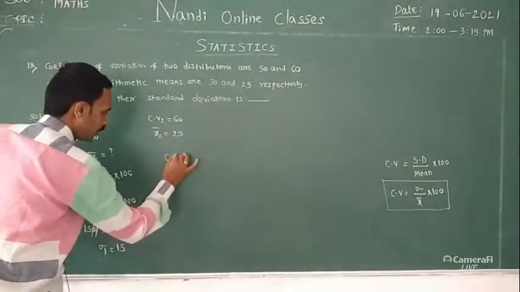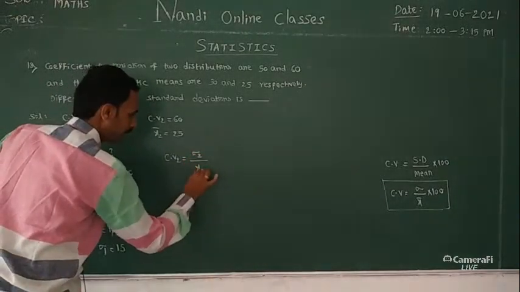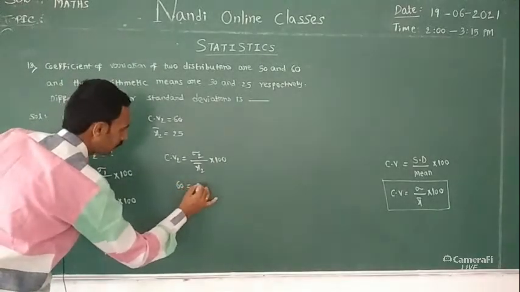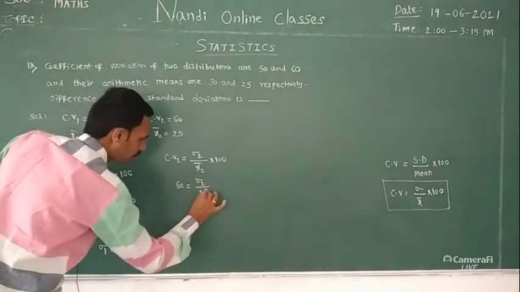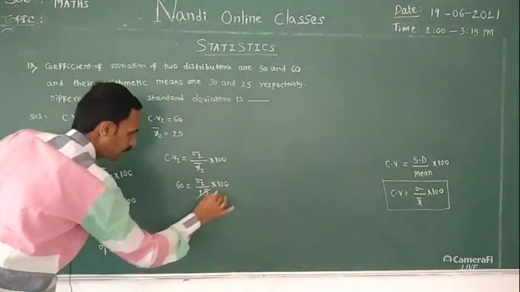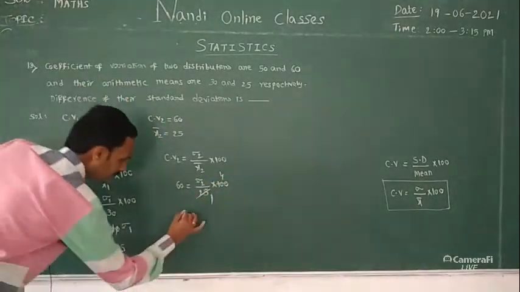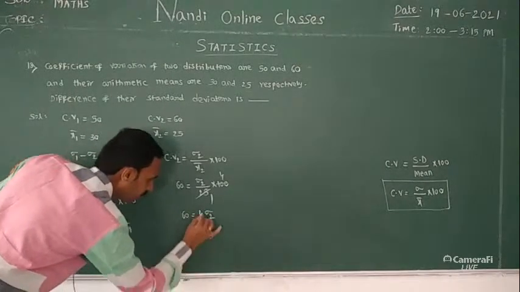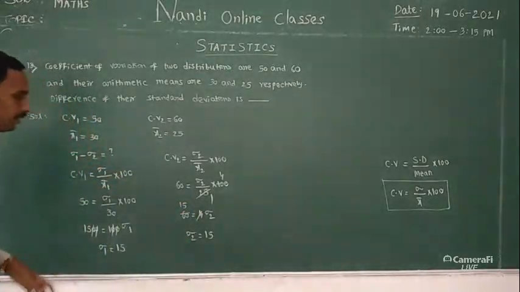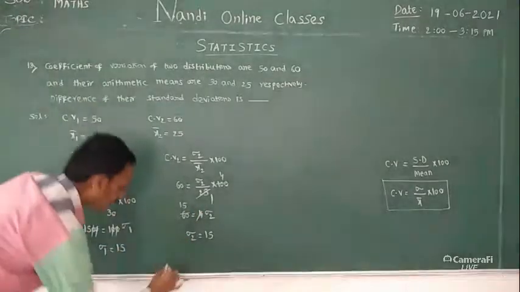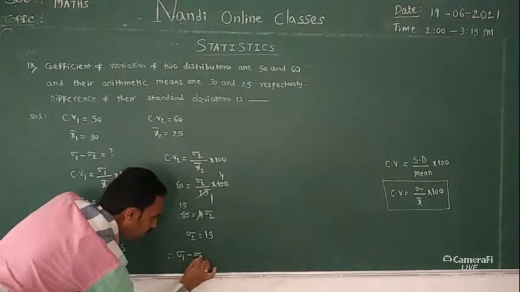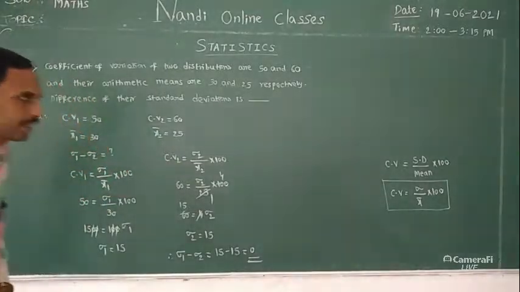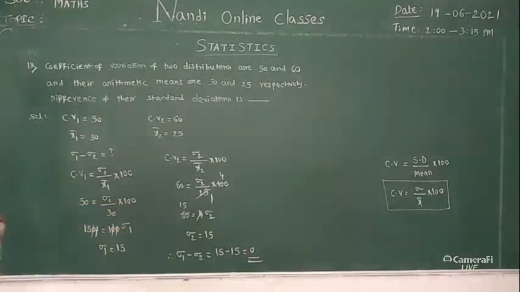Here CV2 is equal to sigma 2 by x2 bar into 100. CV2 given as 60 is equal to sigma 2 by x2 bar, which is 25, into 100. Okay, 25 ones are 25, 25 fours are 100. 60 is equal to 4 into sigma 2. Sigma 2 is equal to 15. So the difference, sigma 1 minus sigma 2, is equal to 15 minus 15, which is 0. So the difference of their standard deviations is 0. Okay, write it.